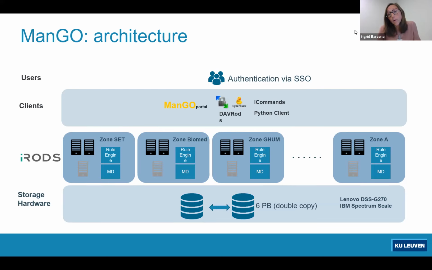We have different deployments of iRODS, different zones, about 5 or 6 at the moment, but the idea is to be able to scale that. There are some generic zones where small projects can go, but we also create separate zones for projects if they have confidential data or are very large projects. On top of that, we have different clients. Some are provided by the iRODS consortium itself, but we have also developed in-house the Mango portal, a graphical interface.